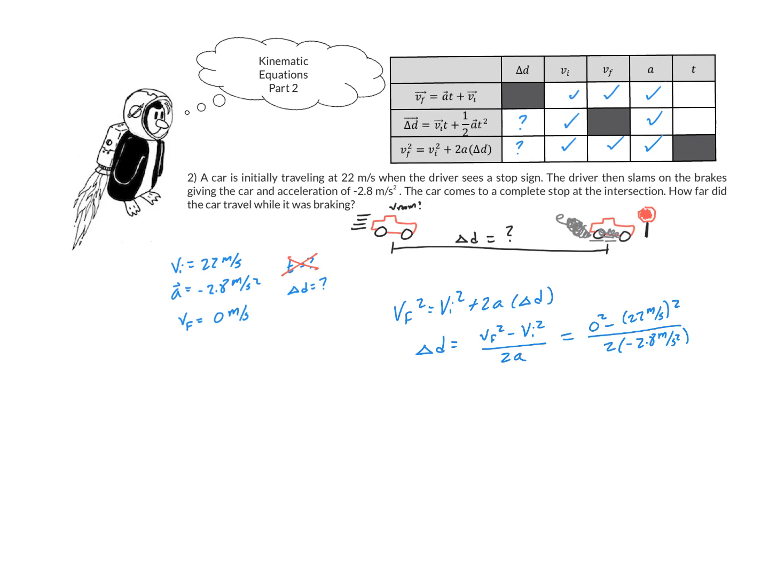Now, if I plug all that into my calculator, I find that my delta D, the distance that the car was slamming the brakes for, was 86 meters. I hope this grid helps organize your thoughts and maybe makes all these problems easier for you to solve.